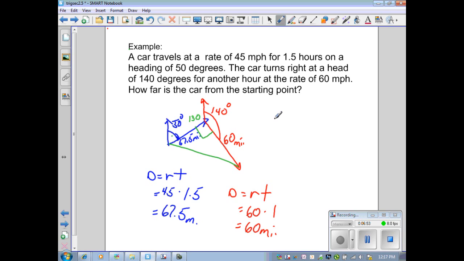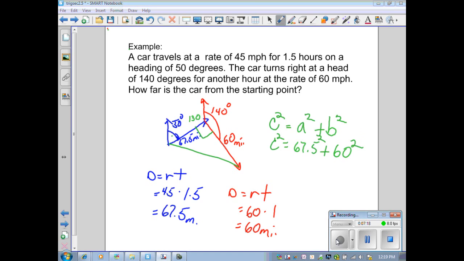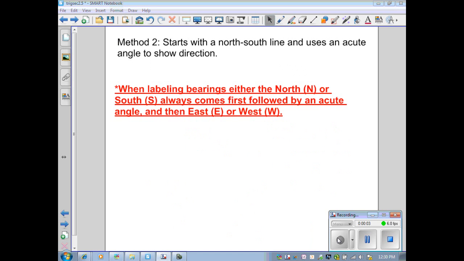Here, c squared equals a squared plus b squared. Substituting the values, c squared is equal to a, 67.5 squared, plus b, which is 60 squared. Now let's simplify both sides and take the square root, and we'll see that c is 90.3 miles. Let's take a look at method 2 for labeling bearings.